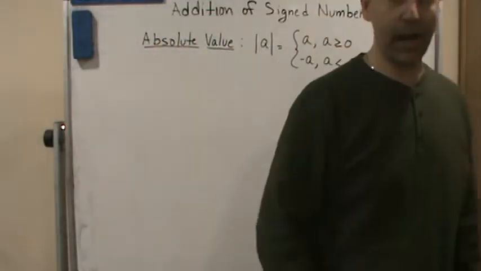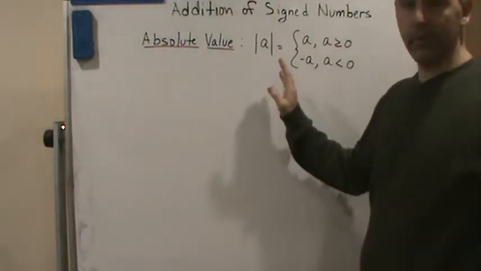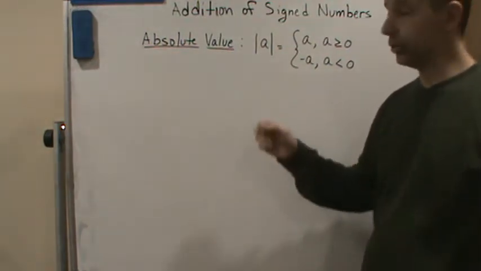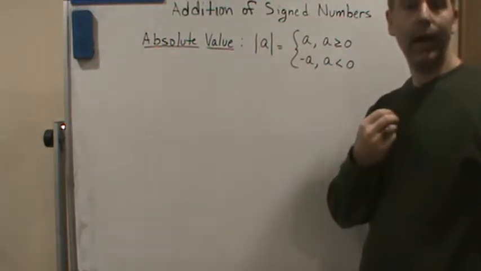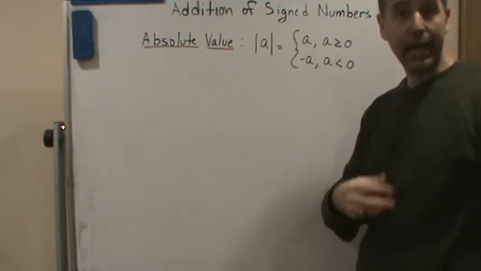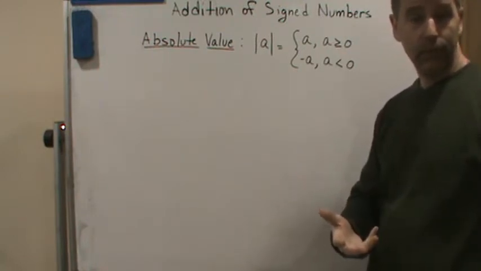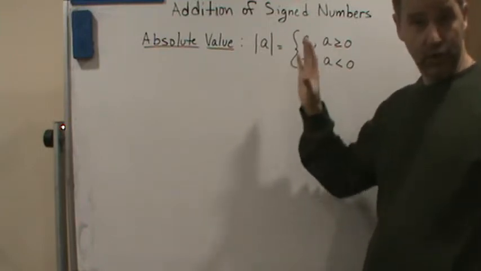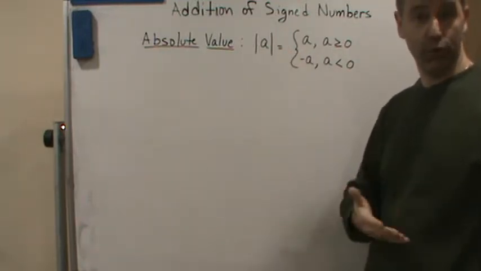Okay, welcome back. Now, we're going to talk about absolute value, what it means, and then I'm going to show you or explain two rules to use to help you add signed numbers quickly. Okay, so again, it's just adding more tools to your toolbox.